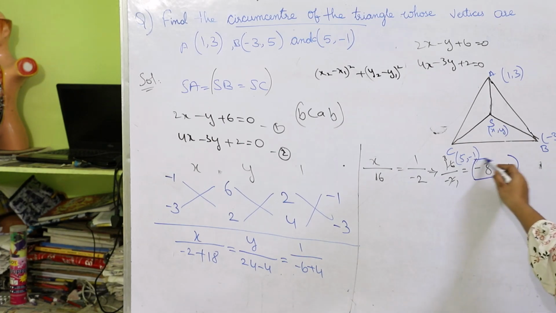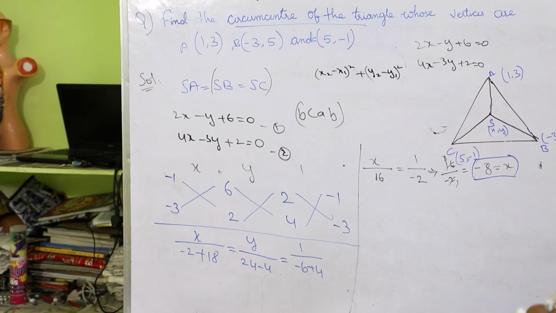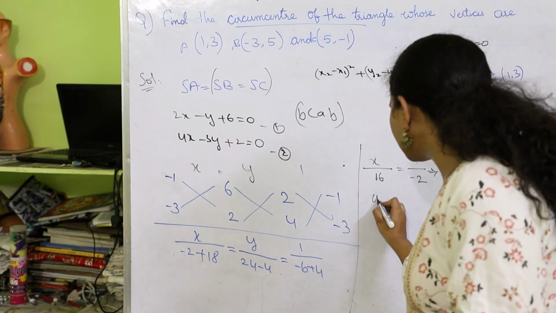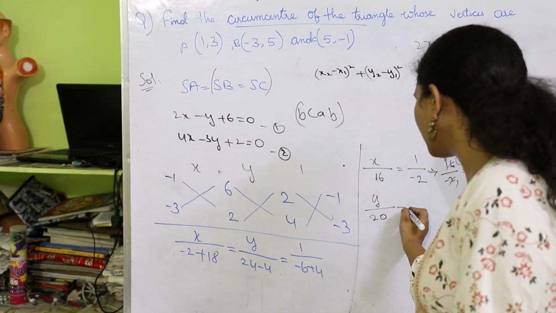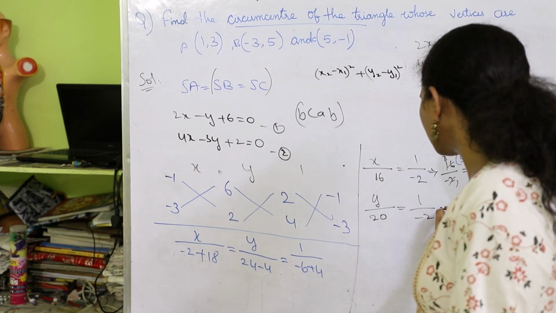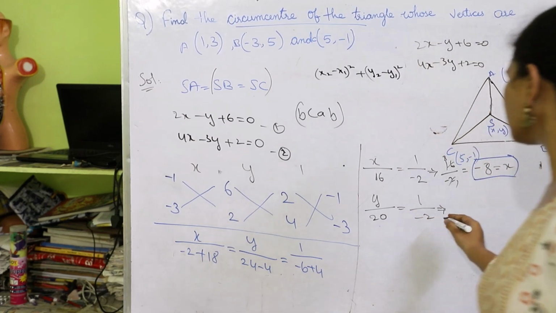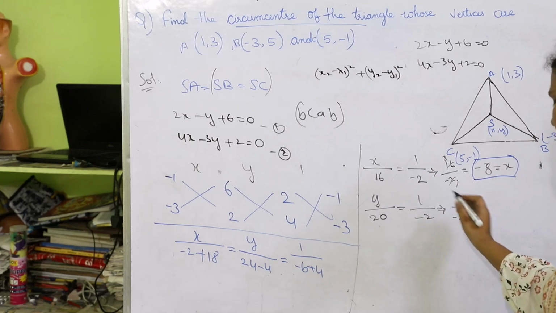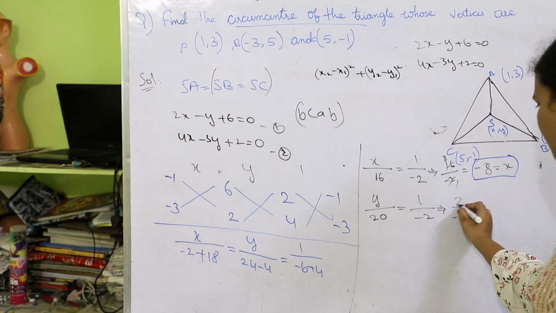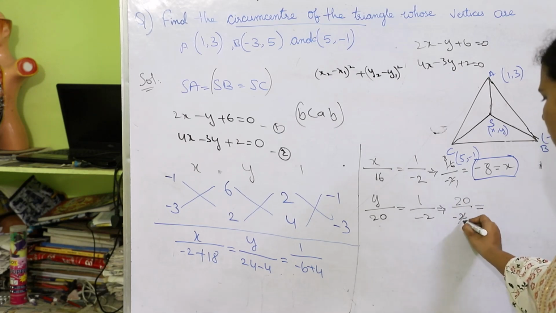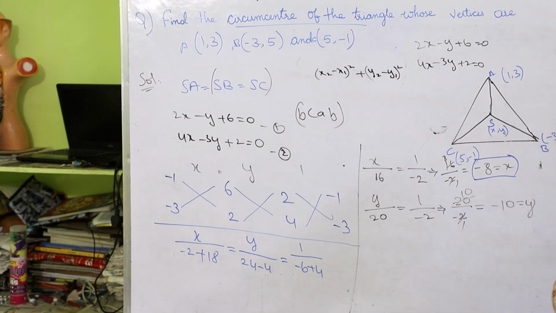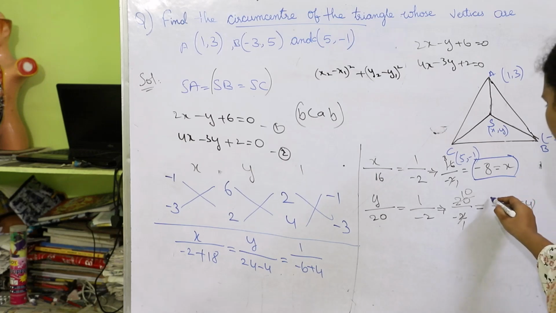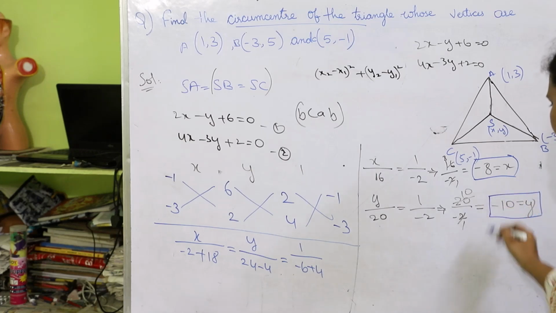Now let's go for the y value as it is. I hope you got it. As it is, you find out the y value also, where y by 24 minus 4 gives plus 20. Plus 20 by 1 by minus 2, which gives minus 2 in the denominator as it is. Where 20 by minus 2, which is 2 tens are 20, this becomes minus 10 equal to y. Where y is equal to what? Minus 10. Are you getting it? x is equal to minus 8, y is equal to minus 10.